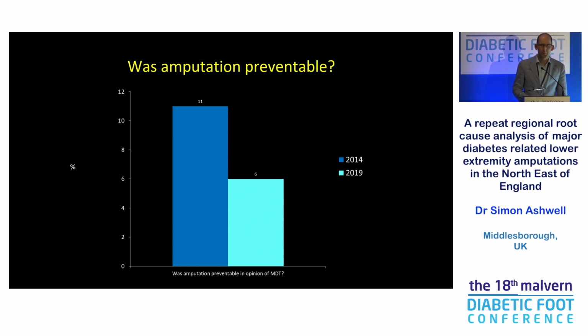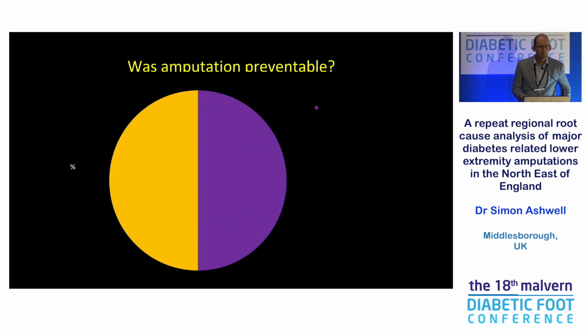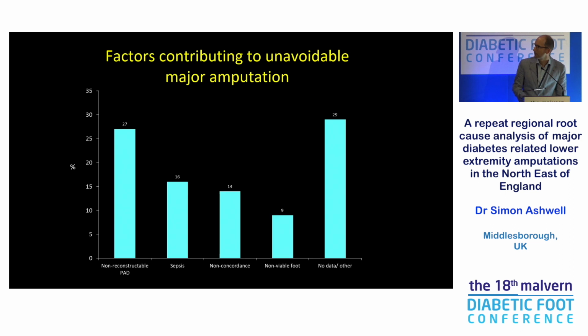And we then asked what were the factors associated with a potentially preventable amputation, and that was split 50-50 between deficiencies in the acute care of someone admitted with an acute diabetic foot problem, and 50% down to patient concordance issues. We looked then at factors that contributed to a non-avoidable major amputation, and the predominant cause here was non-reconstructible peripheral arterial disease, followed by sepsis, and then patient non-concordance listed again there.